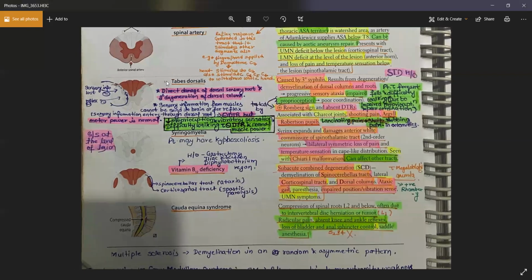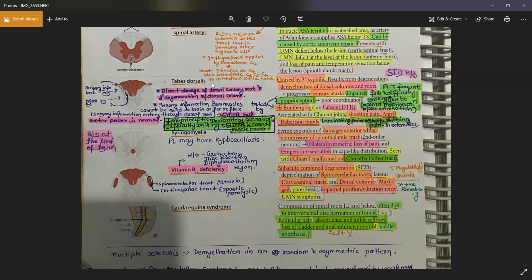Then you have the tabes dorsalis, and it is caused by tertiary syphilis. Actually, it can be caused by any stage of syphilis, primary, secondary, and tertiary, doesn't matter. So how will you differentiate the primary and secondary stage from the tertiary stage? Tertiary will also include cardiovascular symptoms. Exactly. These cardiovascular symptoms are specific for tertiary syphilis. Neurosyphilis can happen in any stage, but the severe syphilis will only happen in the tertiary stage. That is an important point.